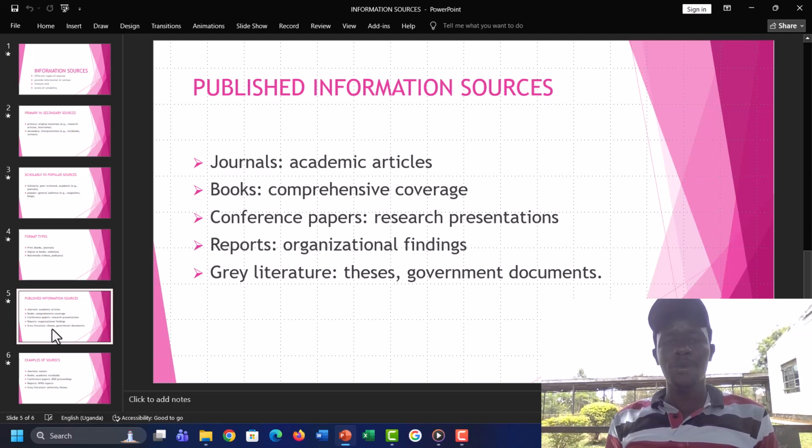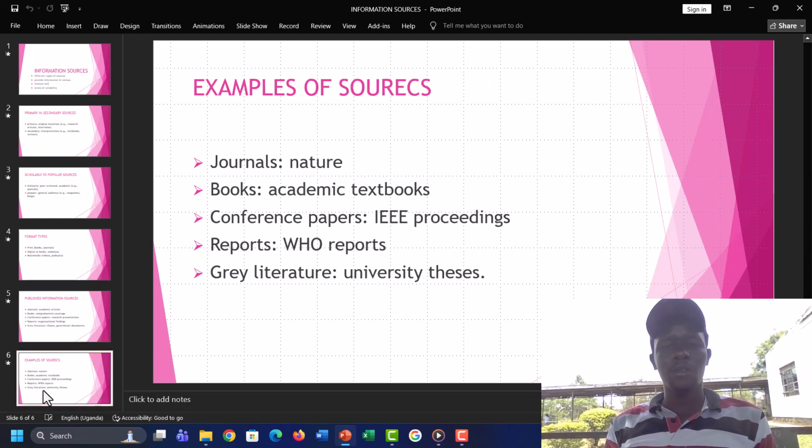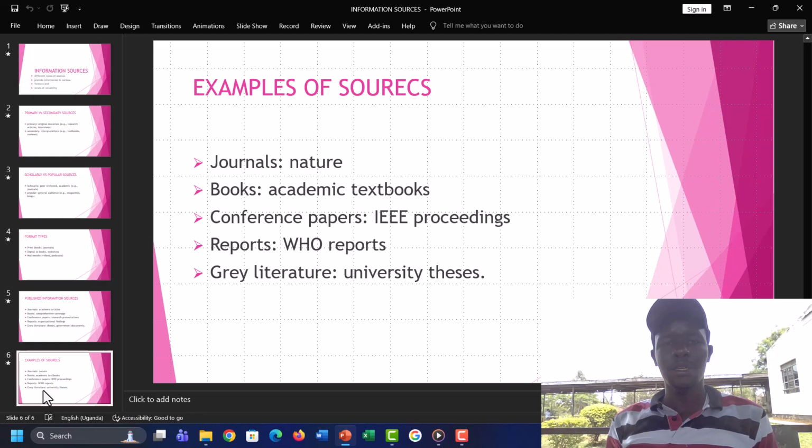Reports, for instance organizational report findings, like reports from the World Health Organization. The grey literature, which includes government documents or documents from different institutions. And journal articles are those that analyze all the primary activities. Books, academic textbooks, include all the kinds of books that we use in the library.